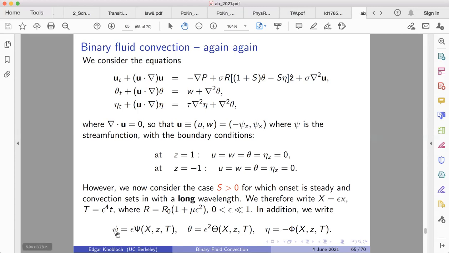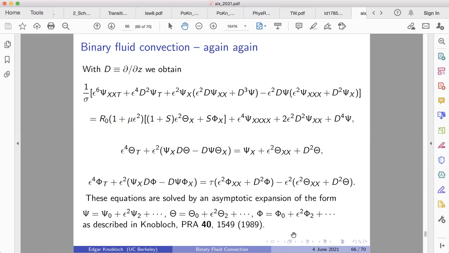And I'm going to scale psi. I'm going to work in terms of stream function here. And so that's going to be of order epsilon, the temperature fluctuations order epsilon squared. And then this eta parameter is going to be of order 1, okay, order 1. So this is not a weakly nonlinear theory.